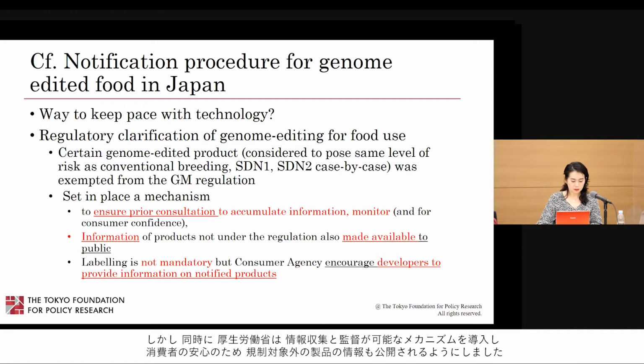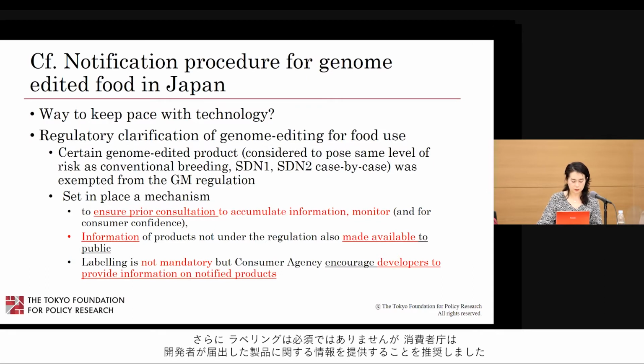However, at the same time, the Ministry of Health set in place a mechanism to ensure prior consultation, to accumulate information and monitor, and for consumer confidence. And information on products not under the regulation is also made available to the public. Furthermore, labeling is not mandatory, but the consumer agency encouraged developers to provide information on notified products. I think no other countries take such an approach to labeling for exempted products.